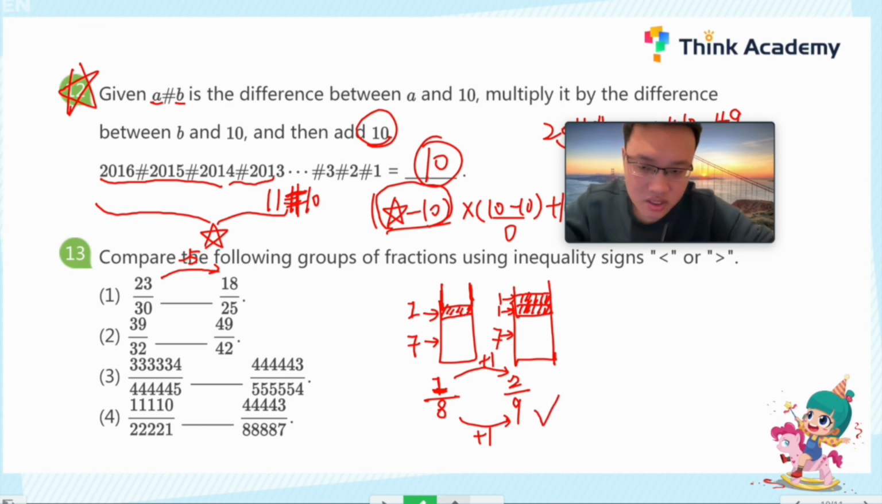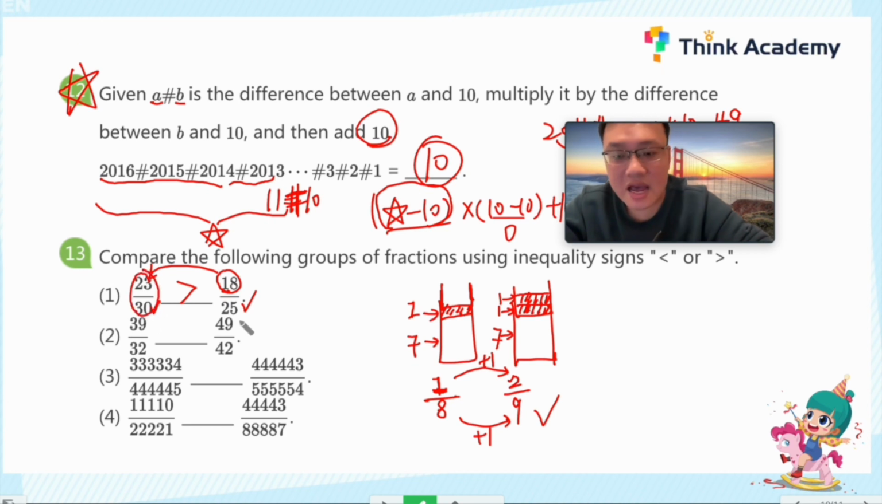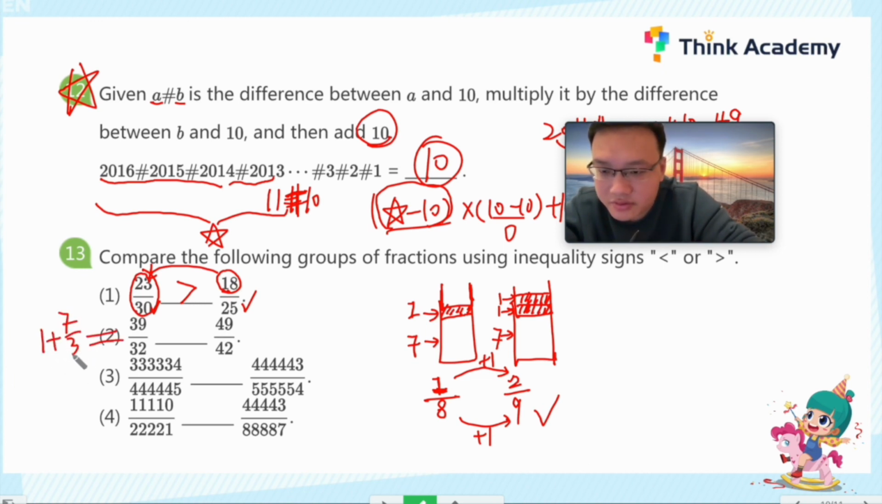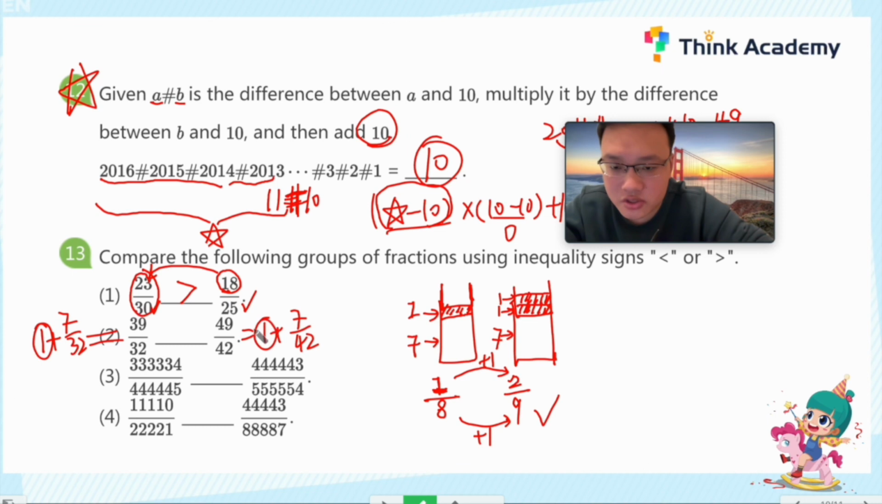So that's why, for the original question, it's like you add 5 more parts of sugar to this bottle of water, and you got this one, right? So this one must be sweeter because you add 5 more sugars. You add 5 to the numerator and denominator at the same time, and the larger one will be sweeter. And then for the second one, you have to convert it into an integer plus a fraction, and then do the comparison. This one equals 1 plus 7 over 32. And this one equals 1 plus 7 over 42. Of course, the 1, you don't need to care about because it's the same.